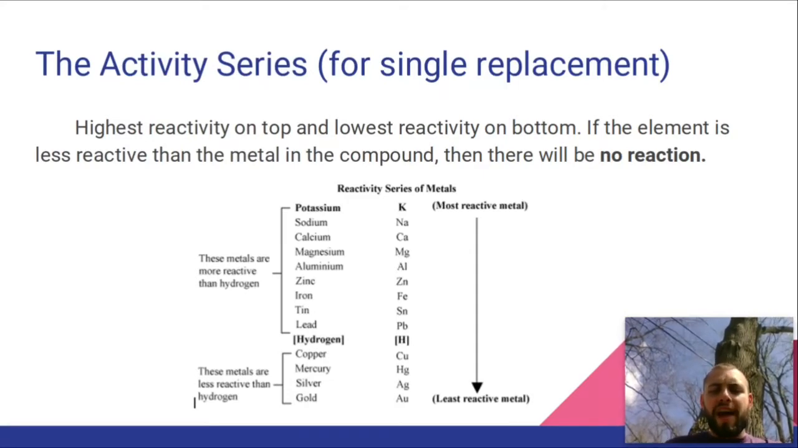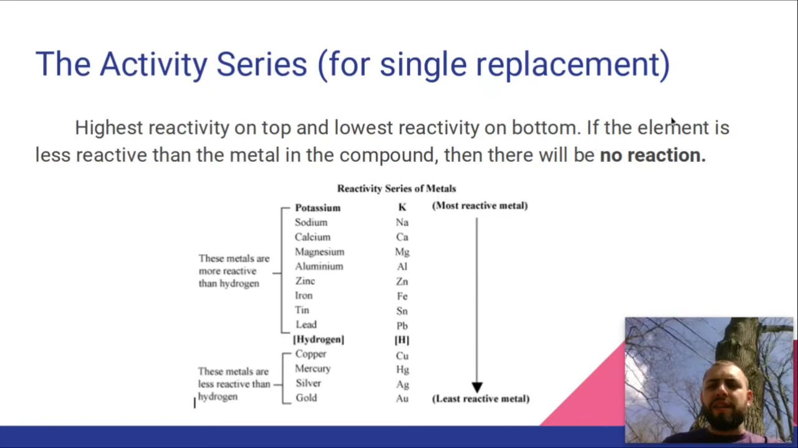So we can see that some metals, like silver or gold, are really not that reactive, which means that they're actually pretty stable. But then some metals, like potassium, sodium, calcium, magnesium, are very reactive, and we're going to see them react a lot.